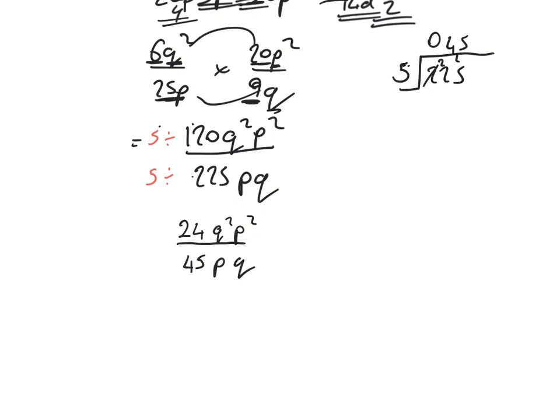pq. Okay, that q will bring that q squared down to q, and that p will bring that p squared down to p. Final answer then will be 24qp over 45.